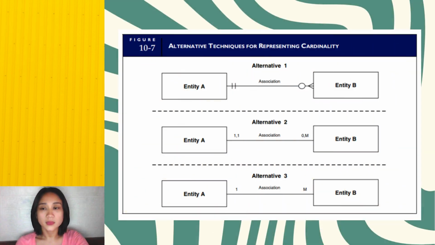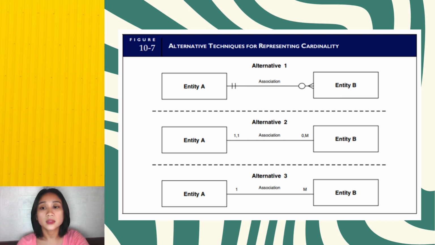A figure shown on the screen is the alternative techniques for representing cardinality. So the first alternative represents the crow's foot notation method, which illustrates that the occurrence that can happen in entity A is associated with zero or many in entity B. Best example is, let's say, entity A is the student and entity B is the course or subject. Entity A can associate with zero or many subjects. Thus, the lowest possibility of cardinality is zero and the highest is many.